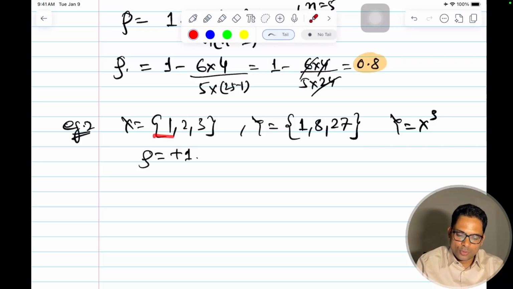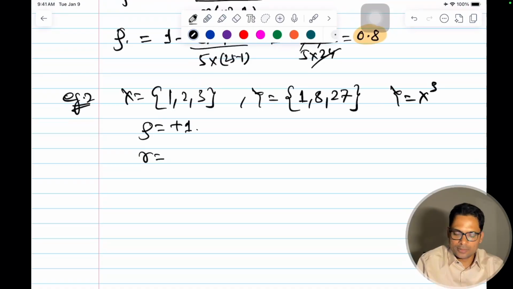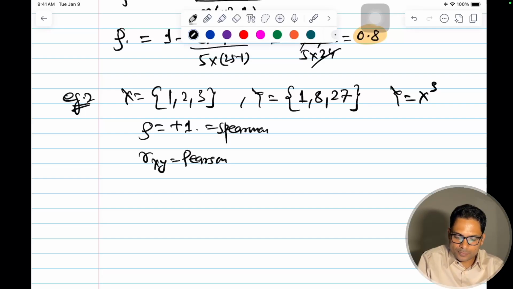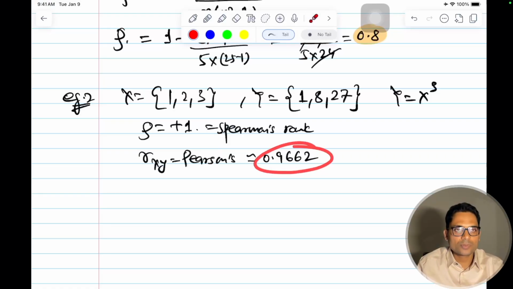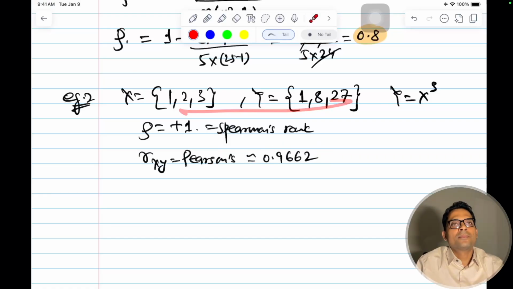But if you compare the covariance and then divide by sigma x and sigma y, the R value, that is the Pearson RXY, as against Spearman's rank. Pearson's coefficient will come out to be something close to, do the calculation, I have done the calculation earlier, I'll tell you. This will not come out as a perfect one, but it will come out around 0.9662. Just put the numbers, you will get it.